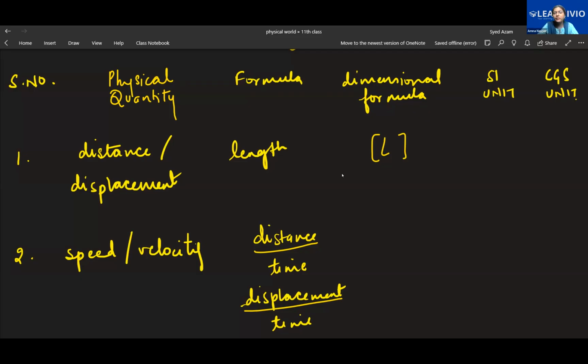So see, from here, SI unit. What is the SI unit of length? What should I write? Meter. Okay. This is meter. This is centimeter.